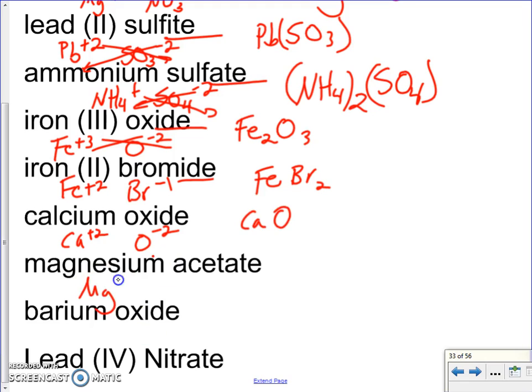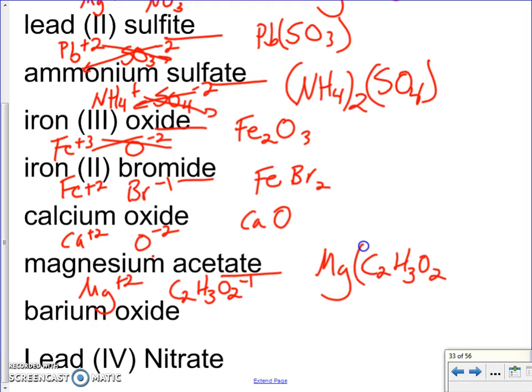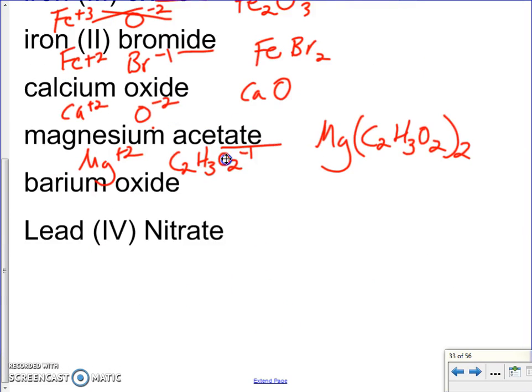Magnesium is Mg plus 2. Acetate, ATE, tells us polyatomic ion list, and that's that monstrosity we just looked at, C2H3O2, and it's got a -1 charge. Cross and swap, and we get Mg(C2H3O2)2, and of course that's in parentheses because we're bringing down that 2 from magnesium, and we put our 2 there. Two more, and then we're done.